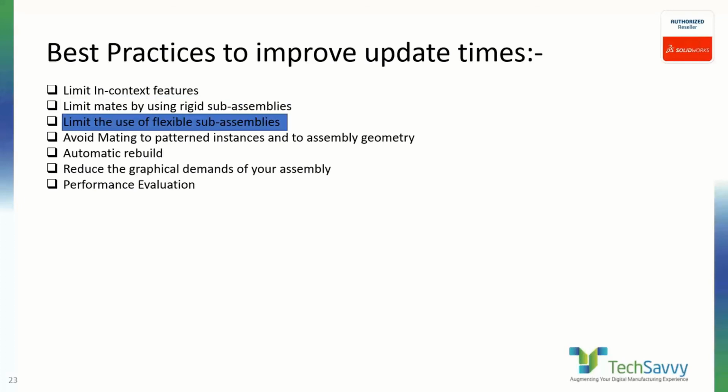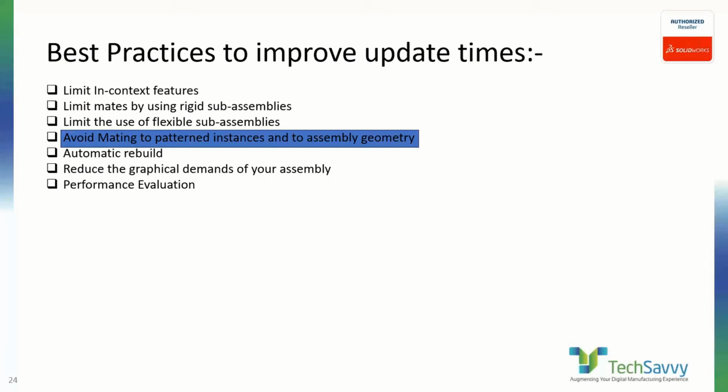So next one is limit the use of flexible sub-assemblies. Mates with flexible sub-assemblies are solved with top level assembly mates, so it influences the performance as well. Additionally, internal configurations are created to manage the position of flexible sub-assemblies, and this can also take more time. So I always prefer rigid assemblies.